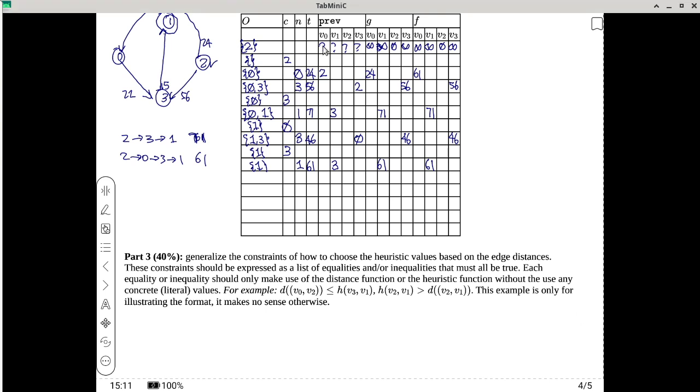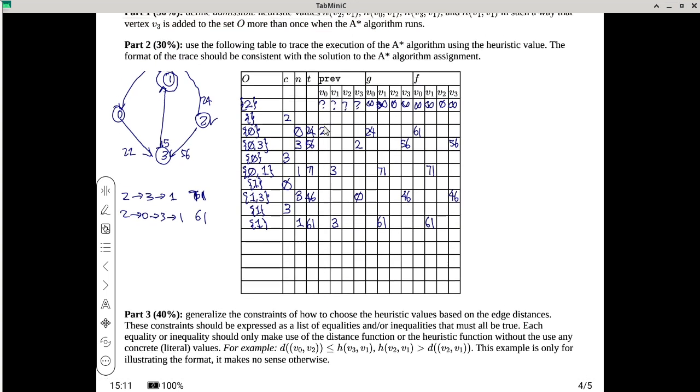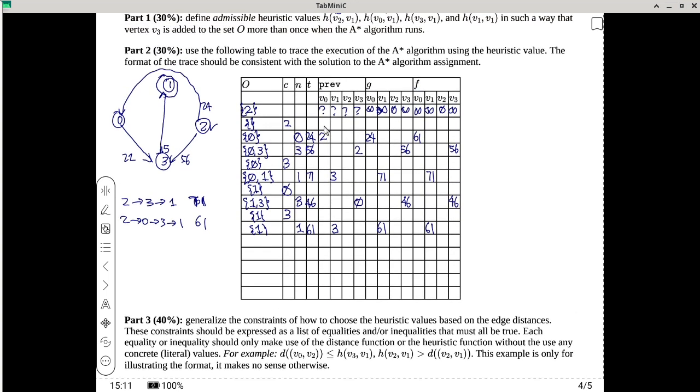All right, so getting back to question part three, generalize the constraint. That's what we are trying to do, to generalize the constraints. To do part three, you have to get part two done first, which we did the other day. You can see that in part two, we already found a way so that vertex 3, V3, is reinserted into the set twice. Once here, and then the other time over here. So you have to kind of remember how we got it done.